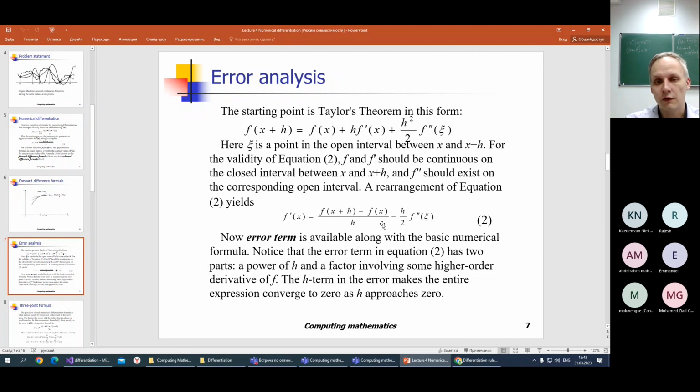Rearrangement of equation 2. So this is it, should be equation 3, but this should be equation number 2. That's right, the correct number. This is equation number 2, and this is equation number 3. If we rearrange the terms in equation number 2, it can be written in this form number 3.